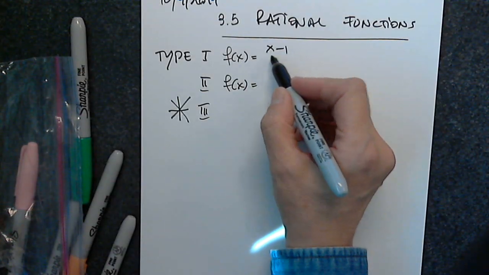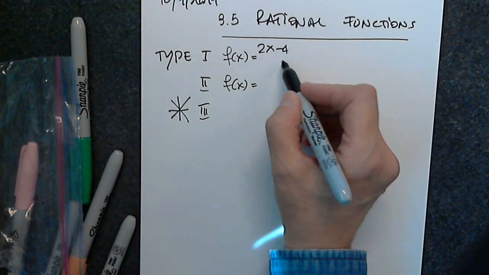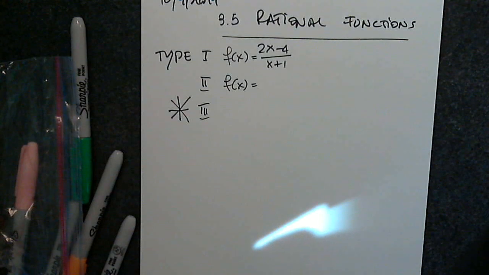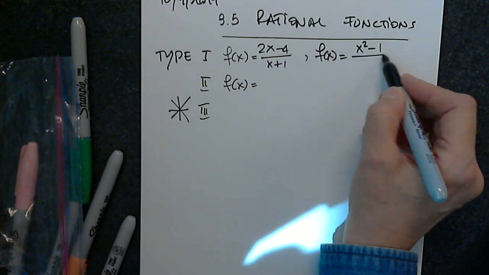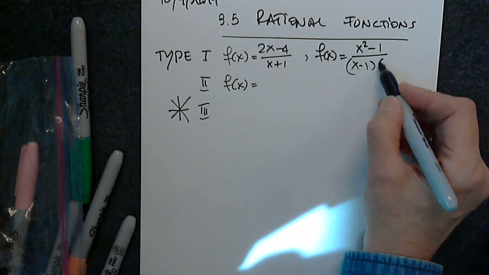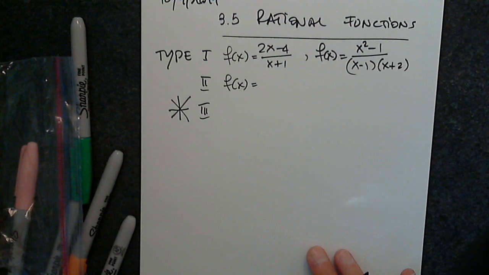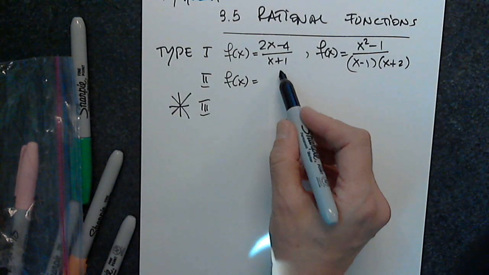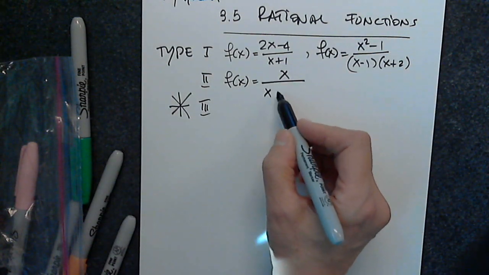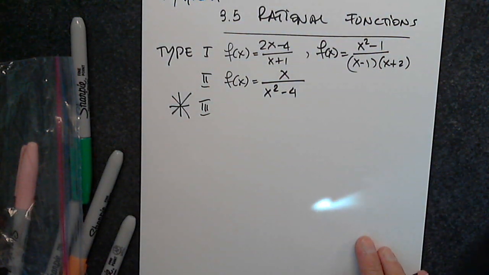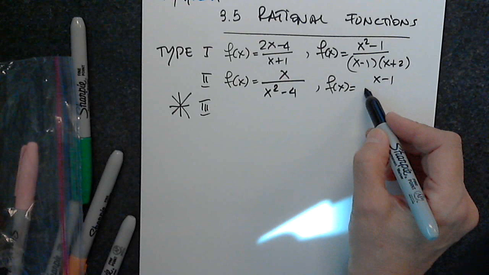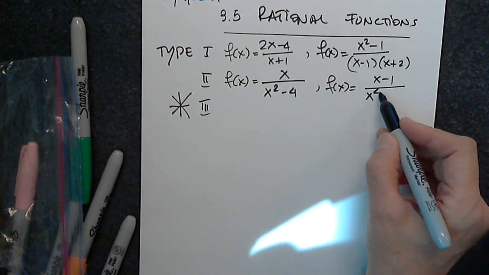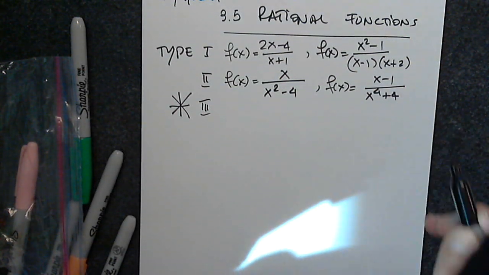So the first one is 2x minus 4 over x plus 1. Of the same type 1, I'm going to give f of x equals x squared minus 1 over (x minus 1)(x plus 2). In type 2, I'm going to give x divided by x squared minus 4. And here's another, f of x equals x minus 1 over x to the 4th plus 4.